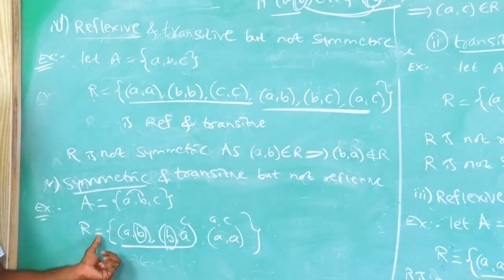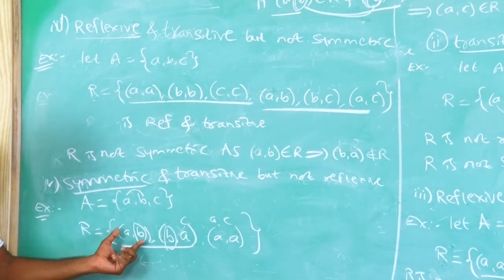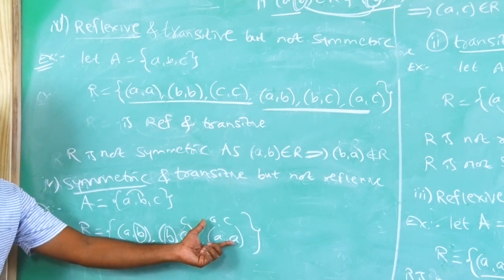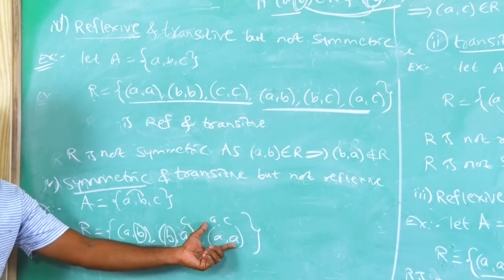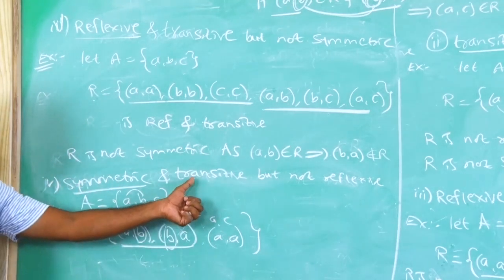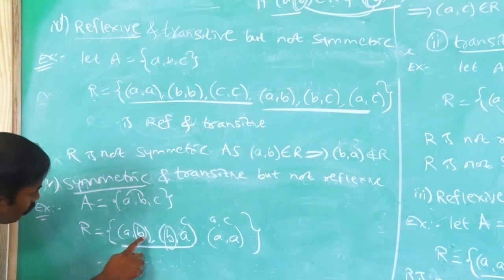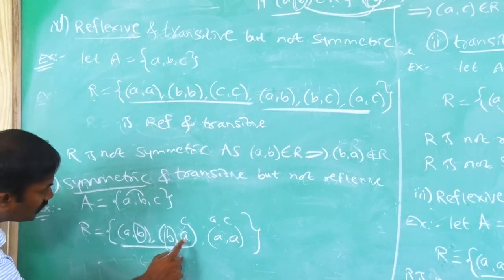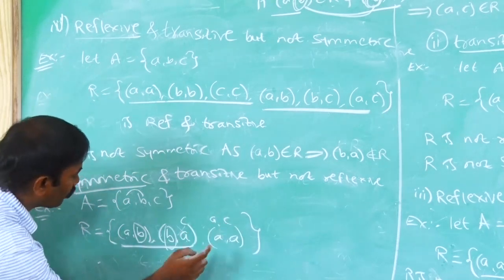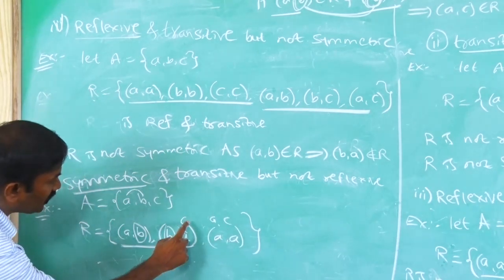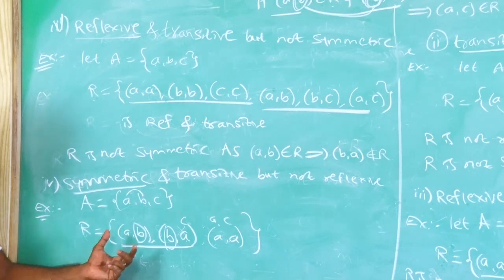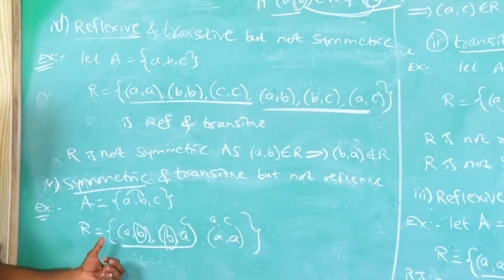First of all, this relation is symmetric because (A, B) belongs to R, and its inverse (B, A) also belongs to R. (A, A) is a doublet, and its inverse is again (A, A). So this relation is symmetric. This relation is also transitive, because (A, B) belongs to R and (B, A) belongs to R implies that (A, A), with A in place of C, is in the relation. So this relation is symmetric and transitive but not reflexive.